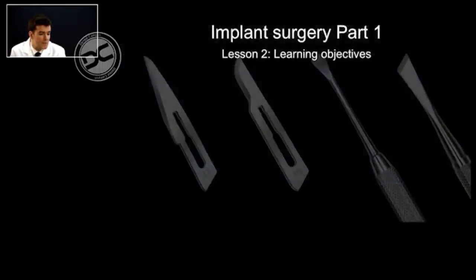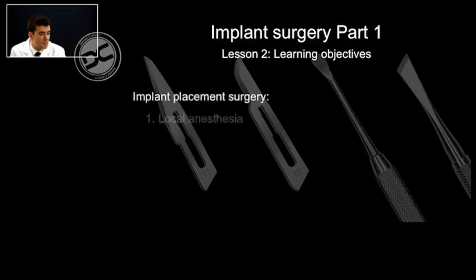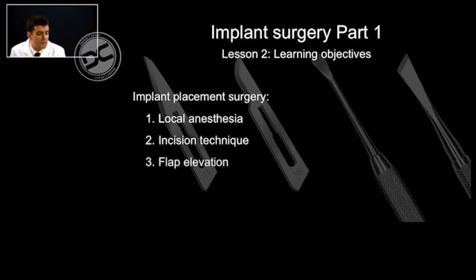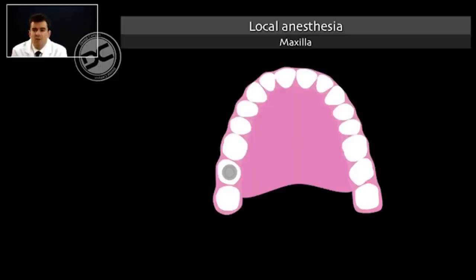So the objectives of this lecture are how to ideally place the local anesthesia, the adequate incision technique, and how to elevate the mucosal flap. First of all, let's review how, or better, where to ideally place the local anesthesia prior to the implant placement. The localization of the local anesthesia will primarily depend on the site which is planned for implant placement, which means the part of the alveolar ridge which will receive the implant, and in second place, of course, on the extension of the mucosal flap.